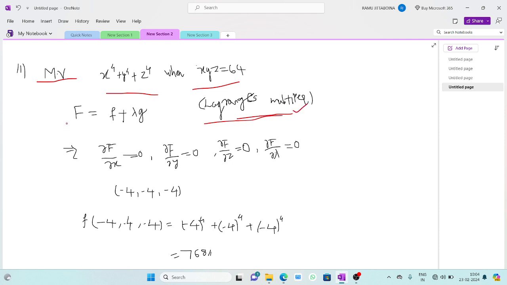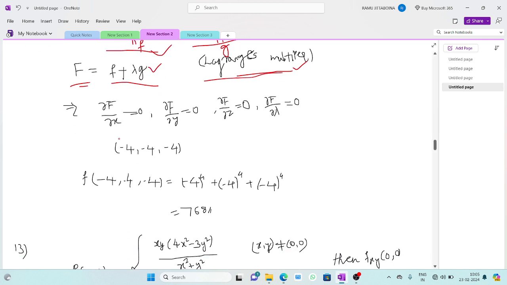I just consider this function as f, small f, and this function as g. So we can write these two functions using another function F is equal to f plus lambda g. After writing these two functions in this form, you have to differentiate partially with respect to x, with respect to y, with respect to z, with respect to lambda, and after that we have to equate to zeros. We get some points.